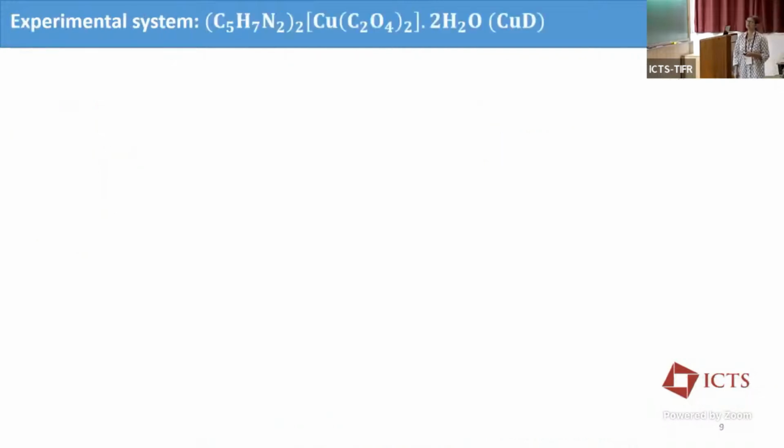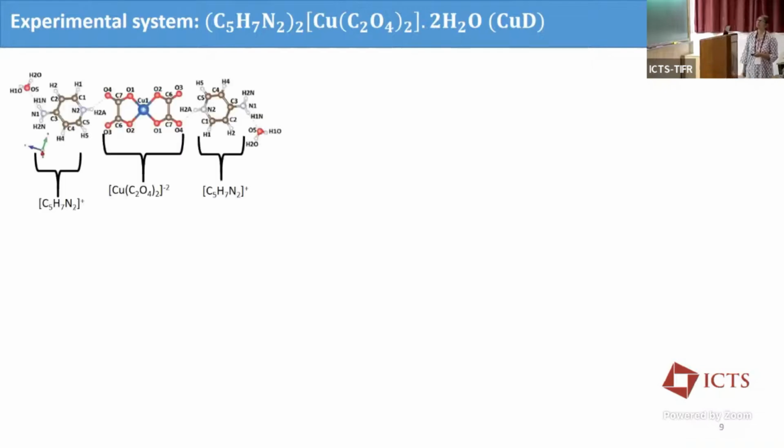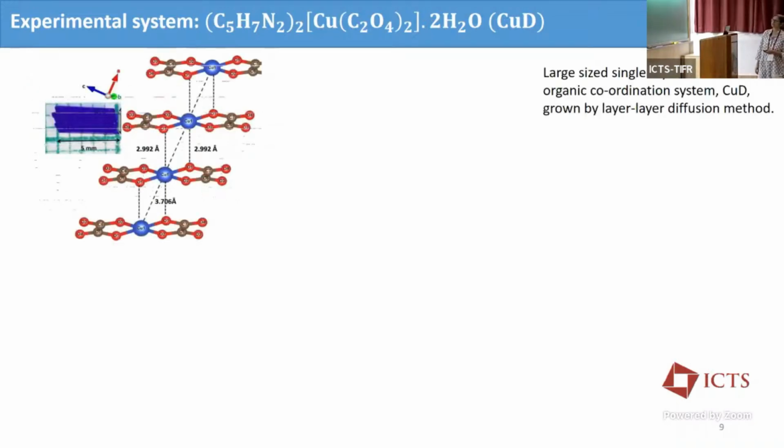And this was done in our lab using this metal organic compound. We call it CUD for some reasons. What it has is, in the center, a metal center, which is copper here. It is bound by oxalate rings. Again, on the right and left side, what you see are these pyridine rings, and then there are two water molecules. We were able to grow large single crystals by a technique called the layer diffusion technique.